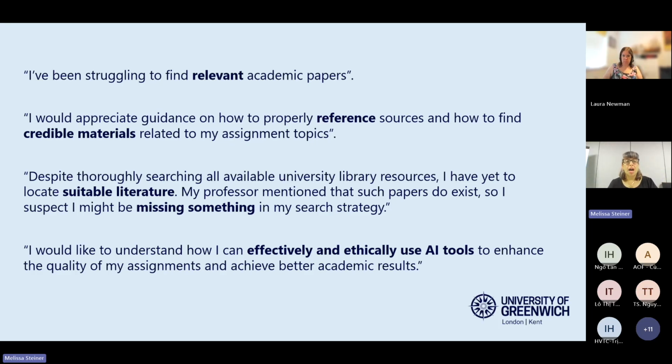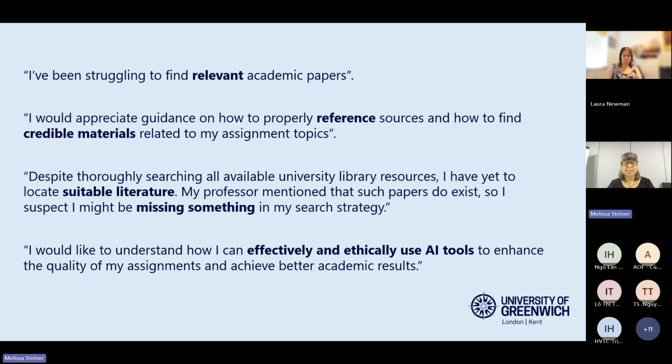This student said, "I would appreciate guidance on how to properly reference sources and how to find credible materials related to my assignment topics." So this issue of credibility relates back to all the information overload that students are experiencing, where not only are they trying to find papers that match their topic, but they're trying to find articles that are credible, that are true, that they can trust, that is reliable research. They don't know where to find those. And of course, referencing is an academic skill that students generally don't know how to do when they start university, and so this is something that we need to help them learn how to do.